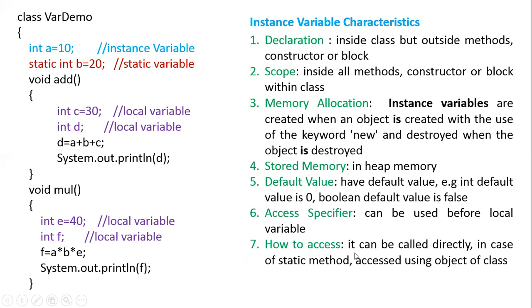Then how to access these instance variables? These instance variables can be called directly, and in case of a static method, these can be accessed using an object of that class. So we can create an object of this class, and using that object we can access these instance variables.